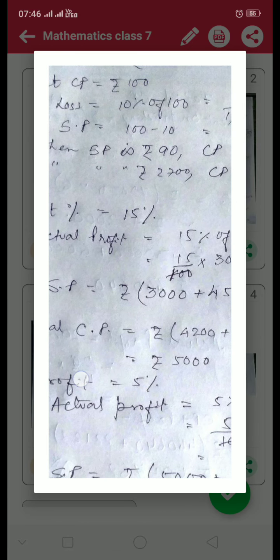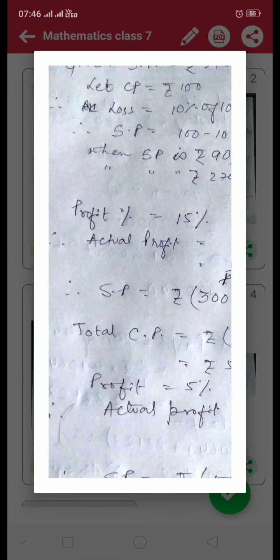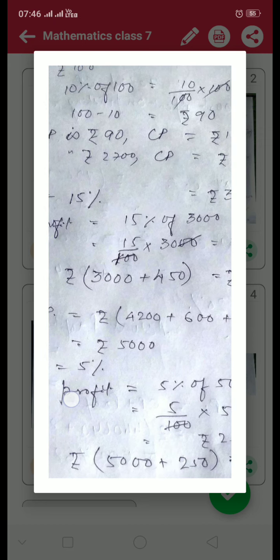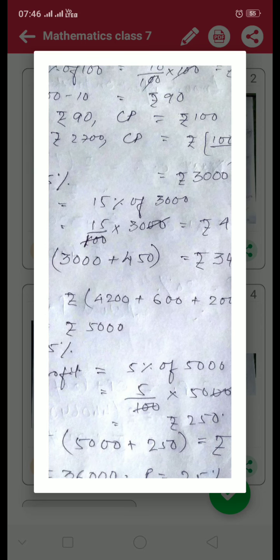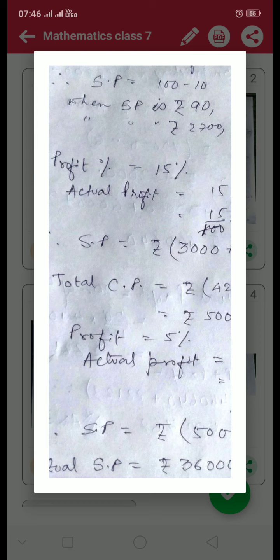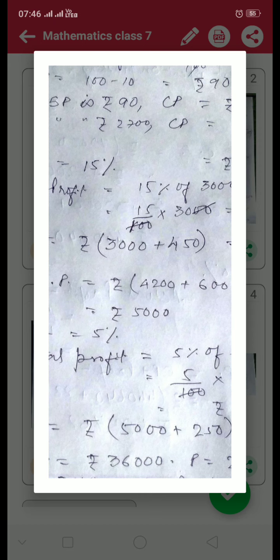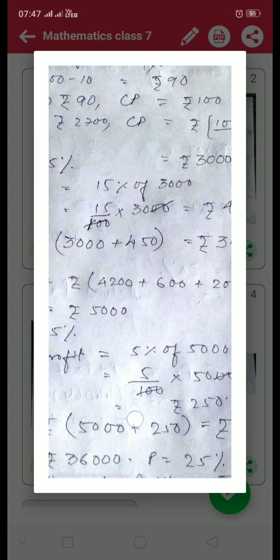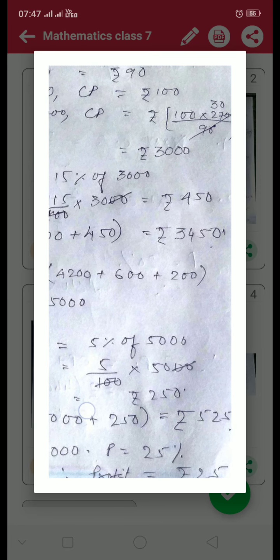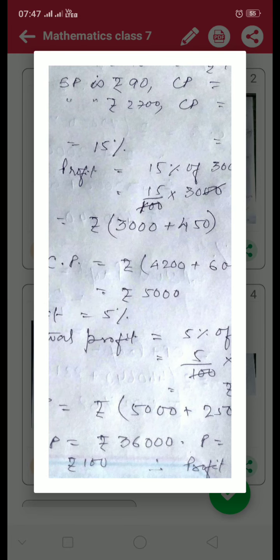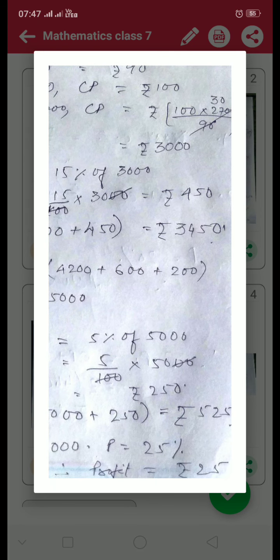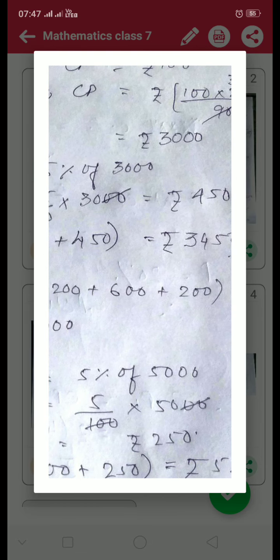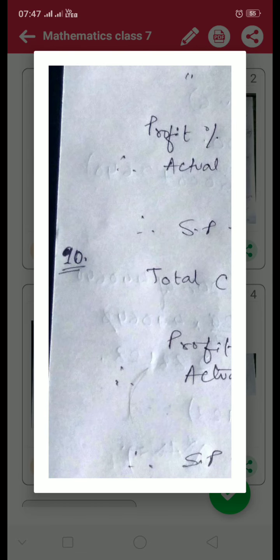Now they want to sell it at a profit of 15%. So what should be the profit required? 15% of 3,000 comes to rupees 450. So there should be a profit of 450. So what should be the selling price? Selling price formula you know, CP plus profit, that is 3,000 plus 450, and this will give rupees 3,450. Finally, the article should be sold at rupees 3,450 for a profit of 15%. Okay students, now come to question number 10.